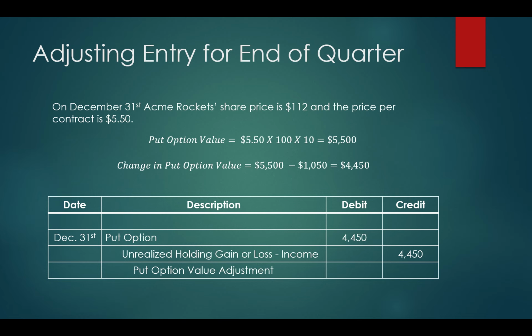Even though the price has fallen due to the rocket failure, Coyote still has faith in Acme Rockets and decides it wants to keep its 1,000 shares and sell its 10 put option contracts.